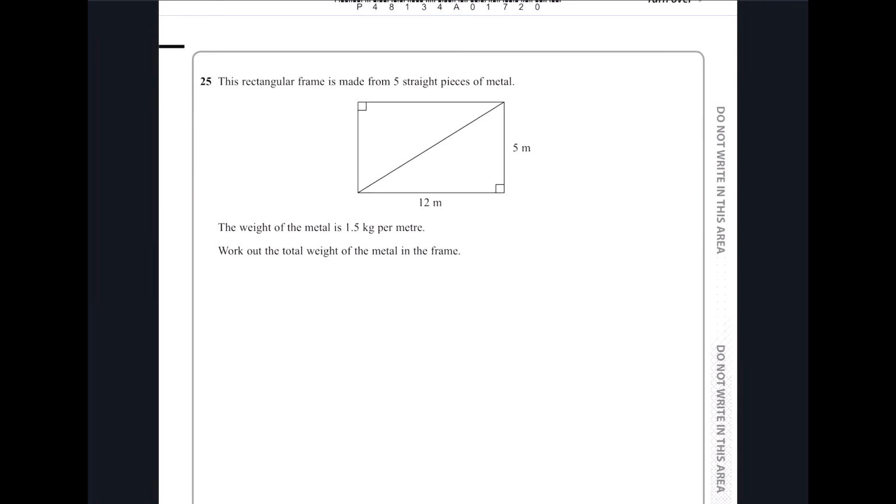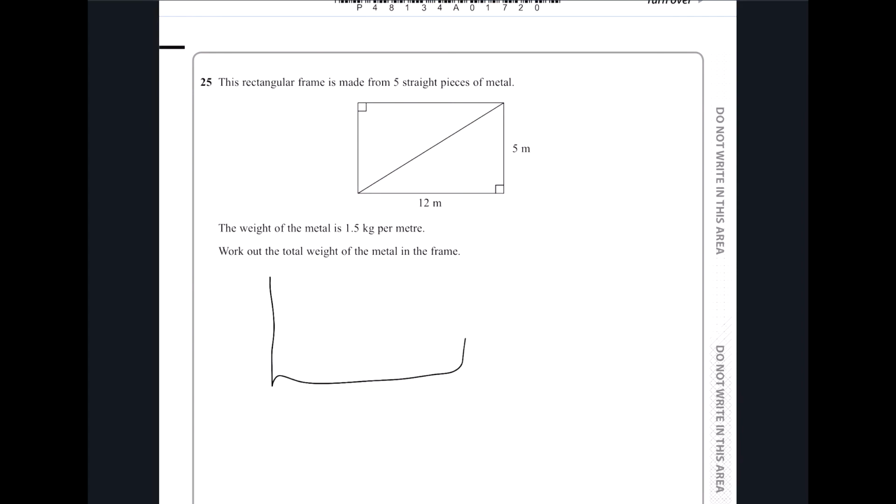Okay, next one, we have a rectangular frame. It's made from 5 straight pieces of metal, and we know that the weight of metal is 1.5 kg per meter. Work out the total weight of the metal frame. Well, notice we have a rectangle like this.